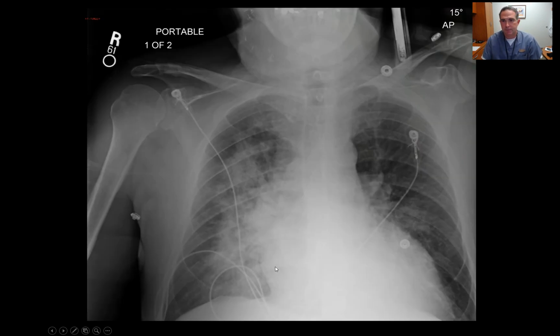So I thought this one was good. This one, patient looks like they're in flash pulmonary edema and they're making a phone call. Thought that was great.